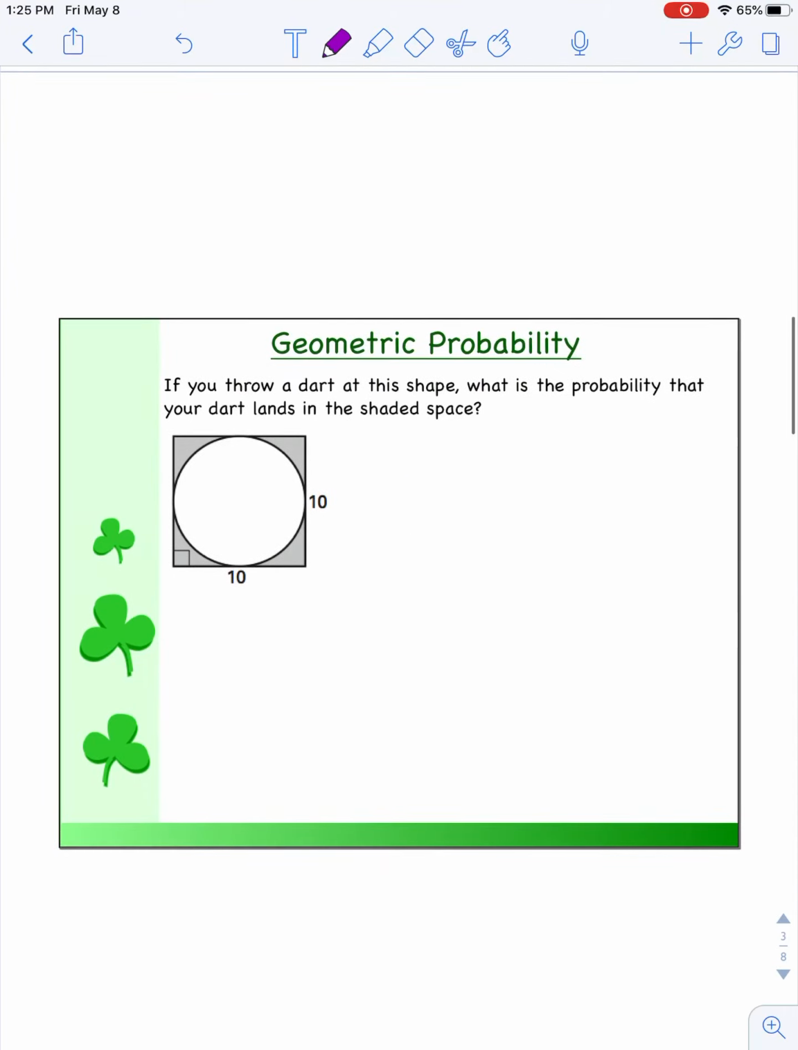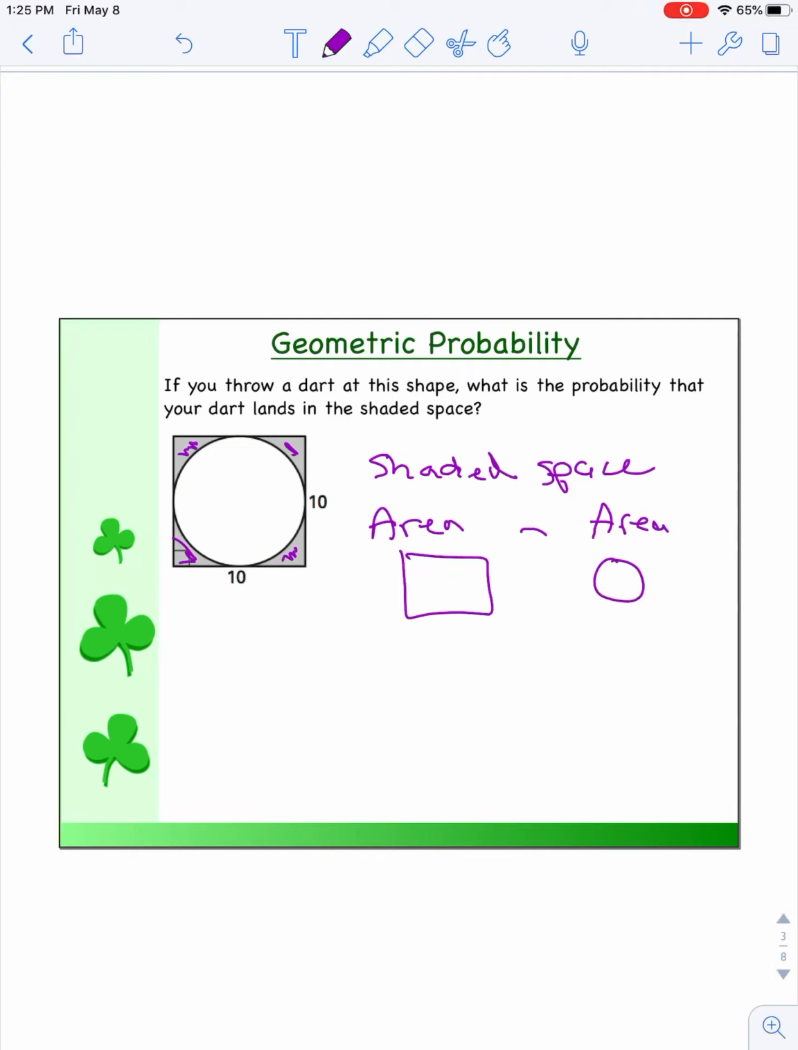So for example, it says, if you throw a dart at this shape, what is the probability that your dart lands in the shaded space? Well, this shaded space is right there. So how do we find that area? To find the area of the shaded space, we have to find the area of the square and subtract the area of the circle. So the square is 10 by 10, so the area of the square is 100.